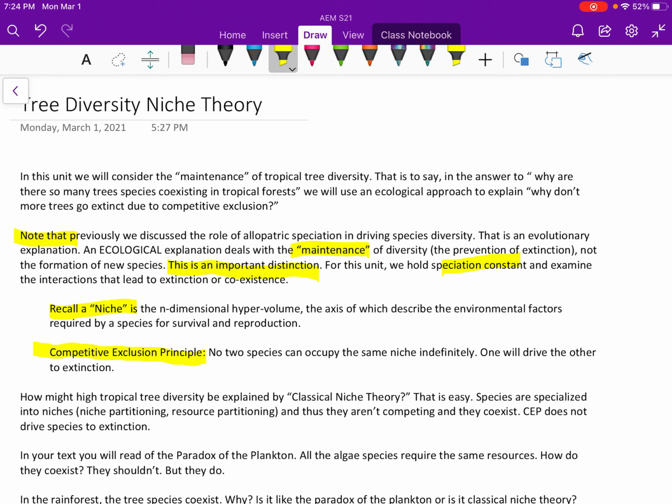And classical niche theory would explain tropical tree diversity very easily. It would say that species are specialized into niches, a process we call niche partitioning or resource partitioning, which are the same thing, and thus they aren't competing and they coexist. The competitive exclusion principle, CEP, does not drive species to extinction because specialization has reduced the competition.